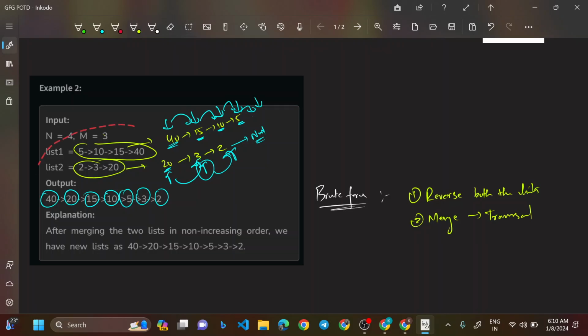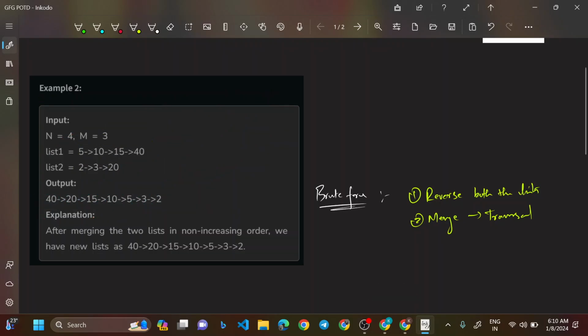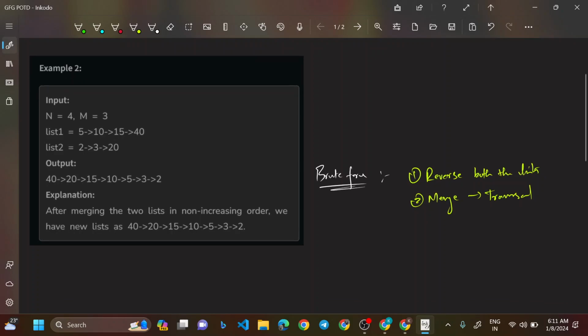But what is the extra thing that you're doing? That is the common man approach. If you're an intelligent person or someone who did rigorous practice, you can solve this question in an optimal approach. But if you are a common man, I was also a common man earlier, so I used the same approach: I reversed these lists and then merged using traversal.